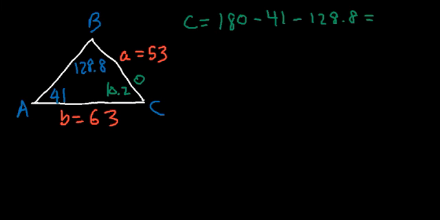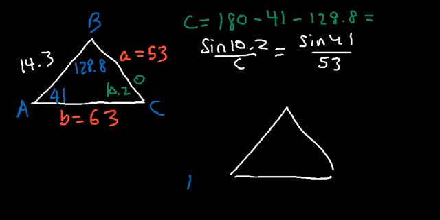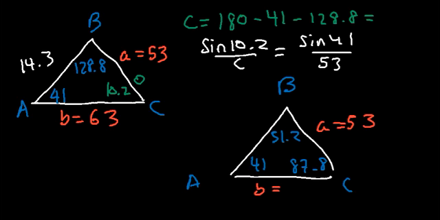So now we need to find side C. So sine of 10.2 divided by C is equal to sine 41 over 53. So side C is about 14.3. So that's the second triangle. I'm going to redraw the first one that we have. So these are the two solutions for this particular case.